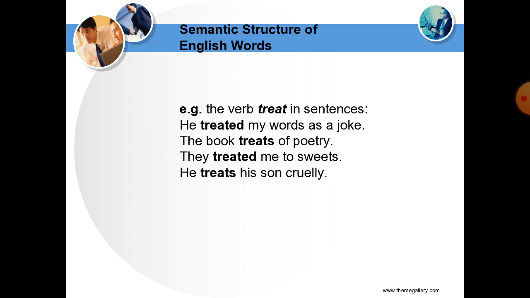For example, the verb treat in sentences: A. He treated my words as a joke. B. The book treats of poetry. C. They treated me to sweets. And D. He treats his son cruelly. In all these sentences, the verb treat has different meanings, and we can speak about polysemy.